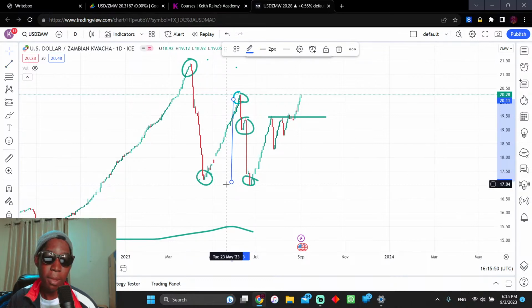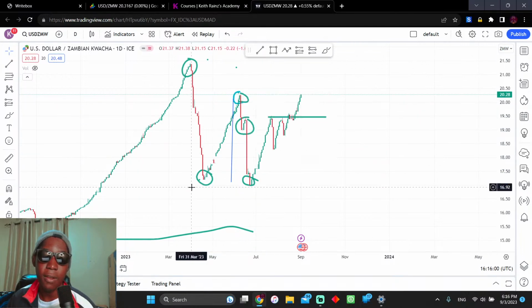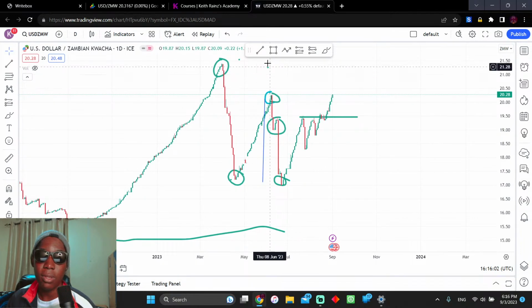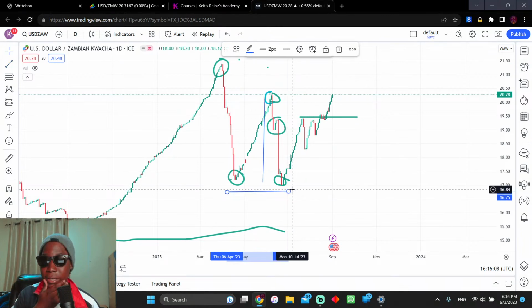So when price came in, as you can see, price does not always move in a straight line. There was some resistance here, but even though there was some resistance, price still came down and respected this level down here. So when it respected this level, it created another area of interest for us to see what happened and what we can do about it.